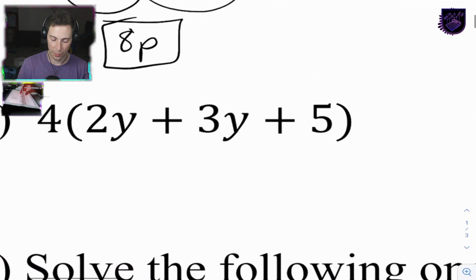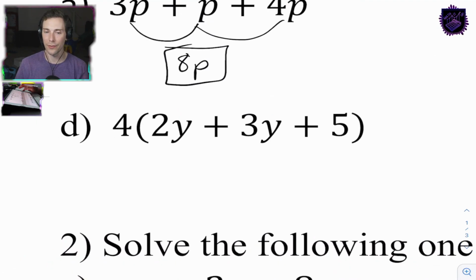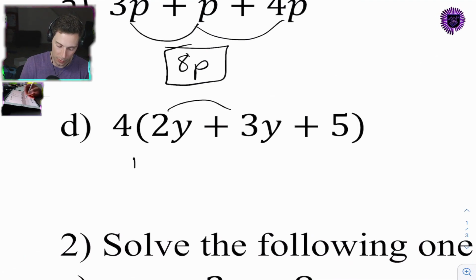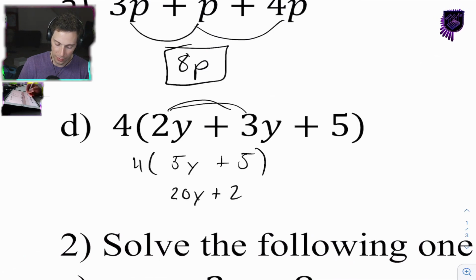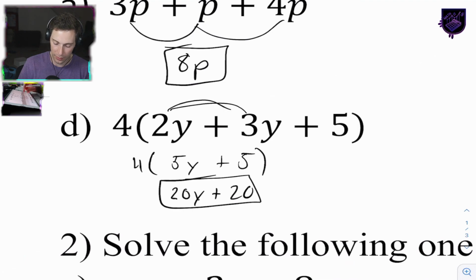Next one, we have to distribute to everything inside of the parentheses. We can simplify first, or we can simplify after. It really doesn't matter. 4 times 3 is 12, 4 times, yeah, it doesn't matter. So let's simplify first. That's always probably the best bet. So 4 times 5y plus 5, right? I just combine my two y values together, 2y and 3y. So we're left with 20y plus 20. That's our answer.